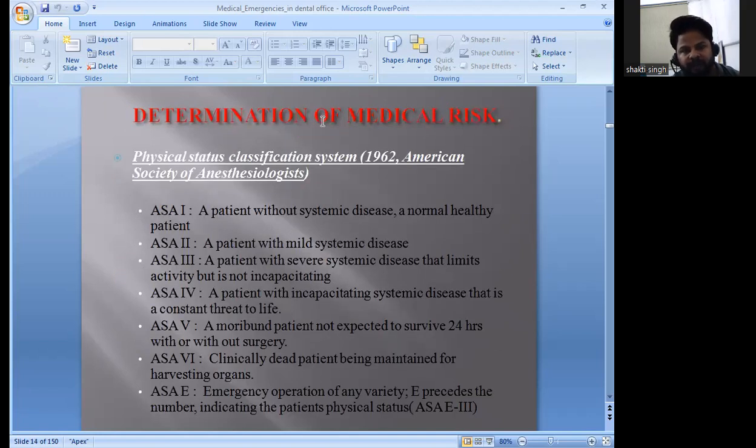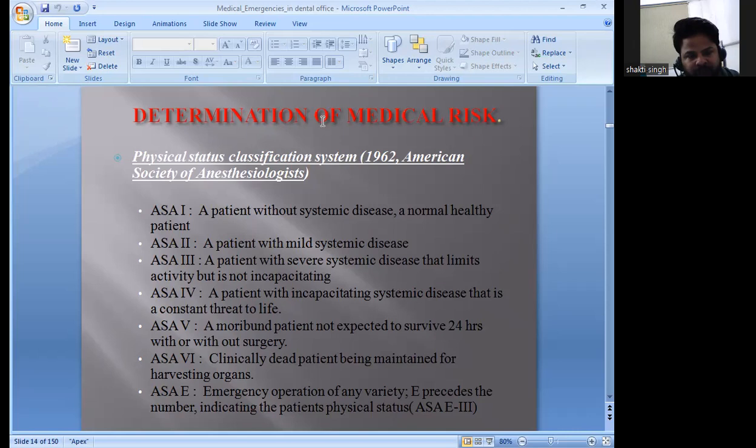Now, there has been a physical status classification system which was given by the American Society of Anesthesiologists in 1962. So basically, they classified depending on the patient's systematic situation. ASA1 is a patient without any kind of systematic disease, a very normal healthy patient. And then ASA2 is basically a patient with a mild systematic disease. Then we come to ASA3, a patient with a severe systematic disease that limits the activity but is not incapacitating.